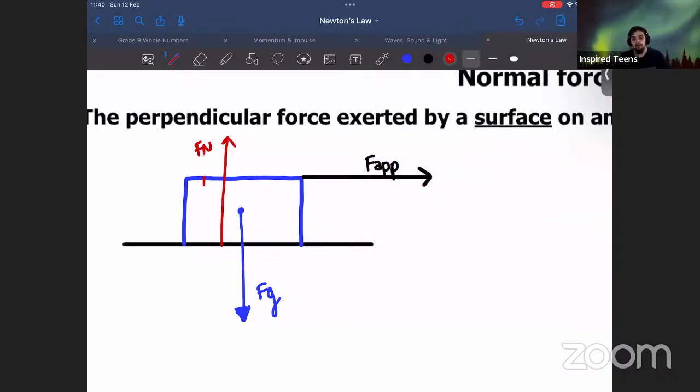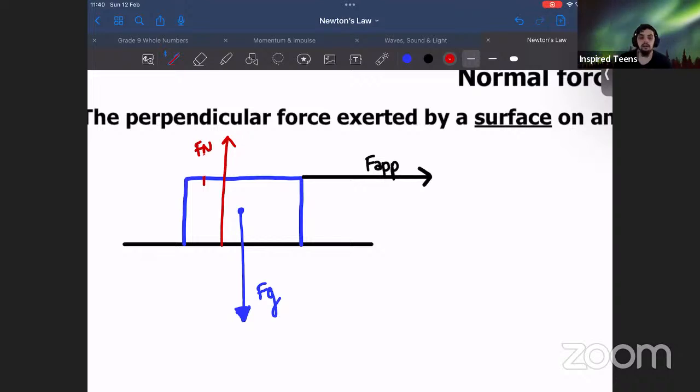Is Fg always down even with free body diagrams? Yes, that is correct. Fg is always downwards, even on free body diagrams, 100%. How will you get normal force on a slant? That's going to be on an incline, which we will get to.